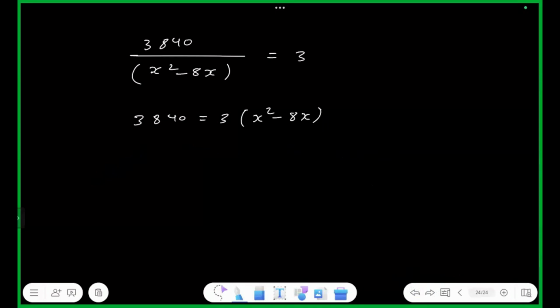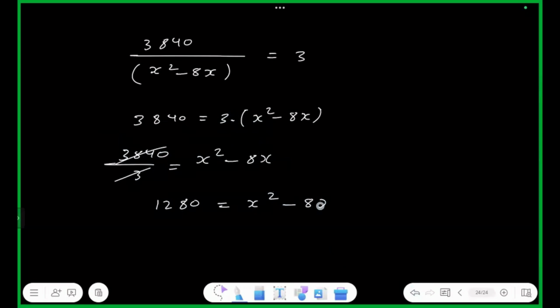Now look here. 3840 is equal to what? 3 multiplied by x square minus 8x. This thing is in multiplication. If you transfer this 3, it will go in divide here. So 3840 upon 3 will be equal to x square minus 8x. It will get cancelled, and you will get 1280 is equal to x square minus 8x.